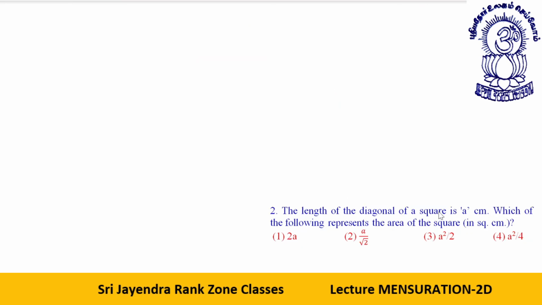The length of diagonal of a square is A. Which of the following represent the area of the square? Diagonal is, suppose D. Then area is what? D square by 2. Here diagonal is A. So area will be A square by 2.